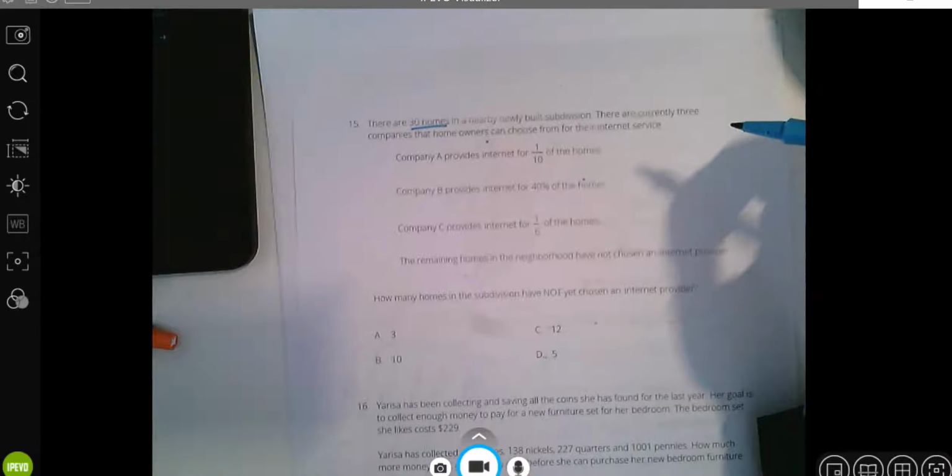Moving on. Number 15. There are 30 homes in a nearby newly built subdivision. There are currently 3 companies that homeowners can choose from for their internet service: Company A, Company B, Company C. The remaining homes don't have internet. Okay, cool. How many homes in the subdivision have not yet chosen their internet provider?